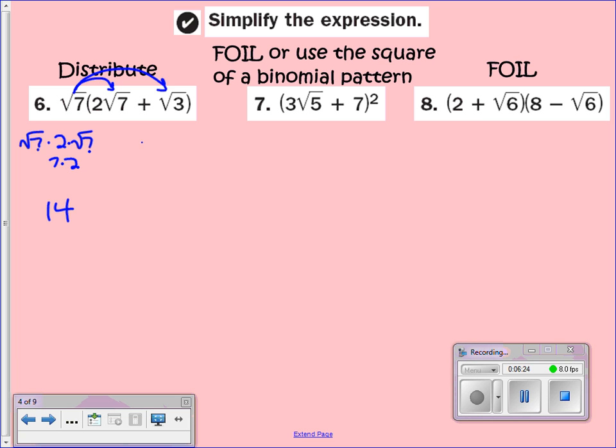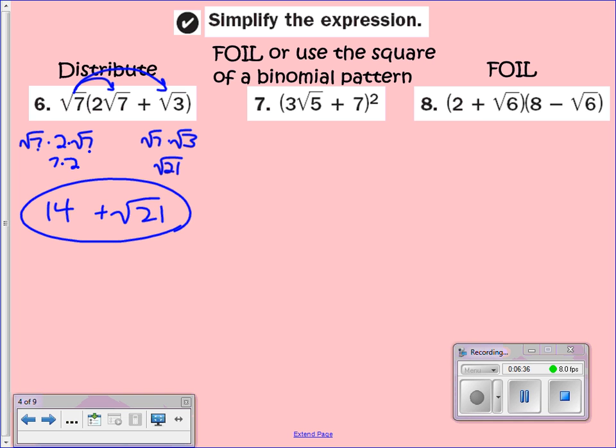And the square root of 7 times the square root of 3, those are both under the radical. So I can combine them, 21. And it is plus the square root of 21. That's your final answer. Now, remember, if I have an expression squared, that means 3 times the square root of 5 plus 7 times 3 times the square root of 5 plus 7. It's the same binomial times itself, so now we need to have some fun with distributing.